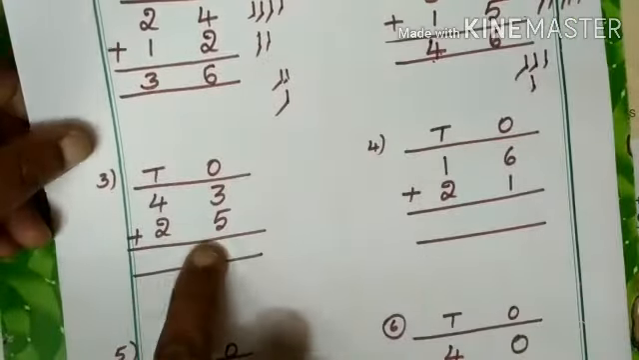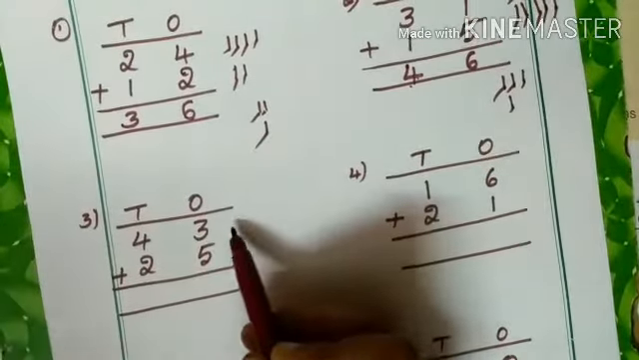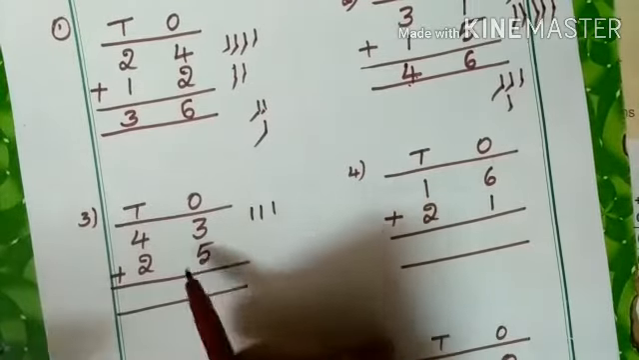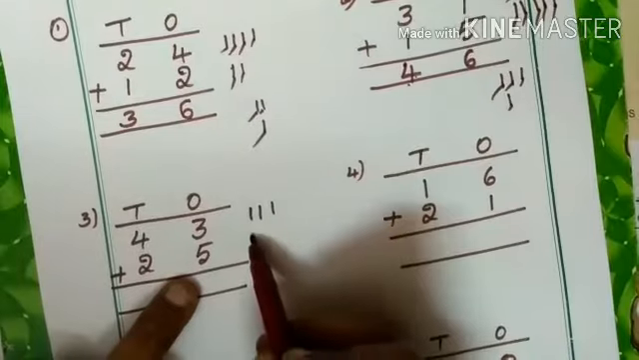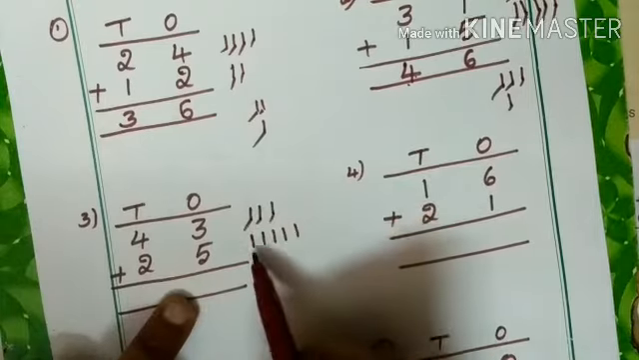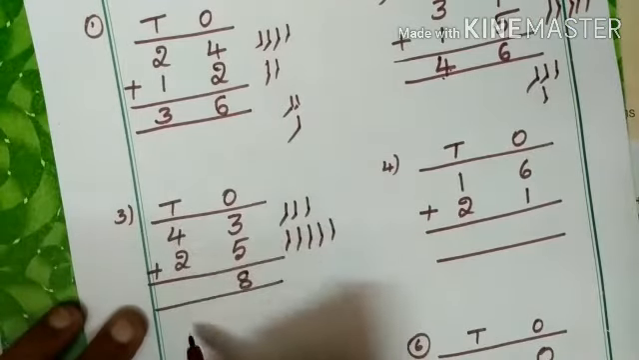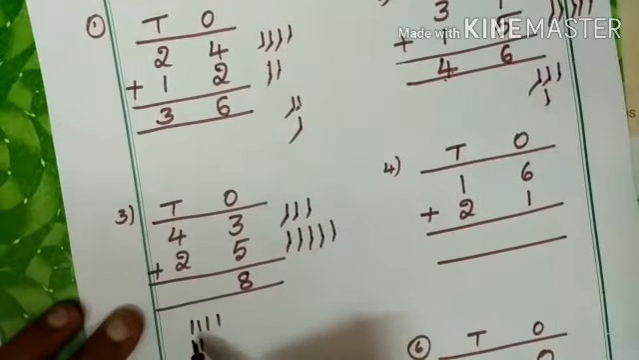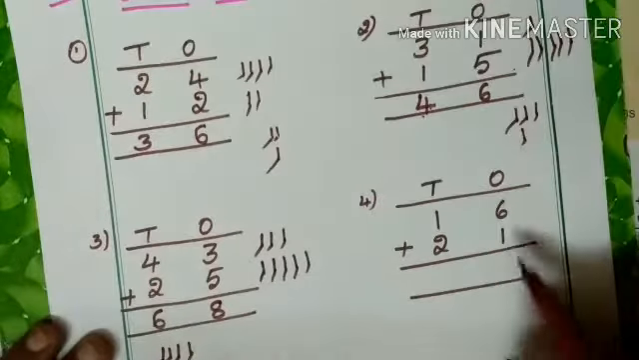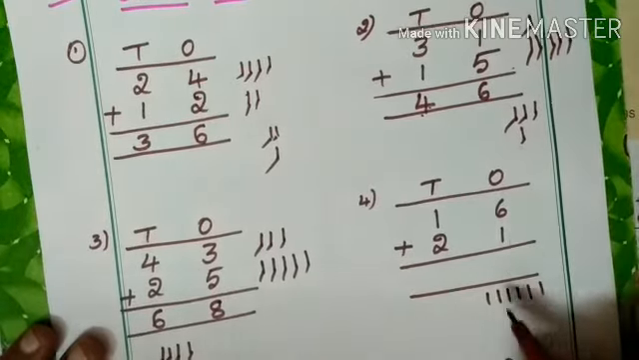Next sum is 43 plus 25. Now here again you write the first number. 3. Write here 3 lines. 1, 2, 3. Here 5 are there. Write here 1, 2, 3, 4, 5. Now add all together. 1, 2, 3, 4, 5, 6, 7, 8. Now we write here 8. Here 4. Write 4 lines. And the second one is 2. Write two and add all of these. 1, 2, 3, 4, 5, 6. 6 is the right answer. And the next one is 1.